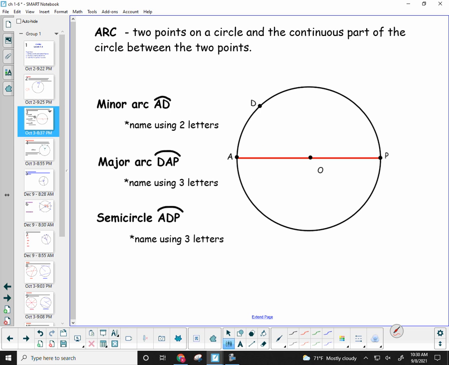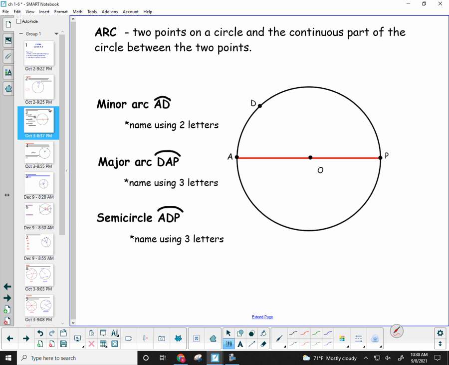We also need to talk about parts of the circle. An arc of a circle is the 2 points and the continuous part of the circle between them. Okay, so we have 3 types of arcs: minor arcs, major arcs, and semicircles. So let's start with a minor arc. A minor arc is named with 2 points. It's the start and the stop of the arc, basically. So AD, we refer to this arc right here that I highlighted.